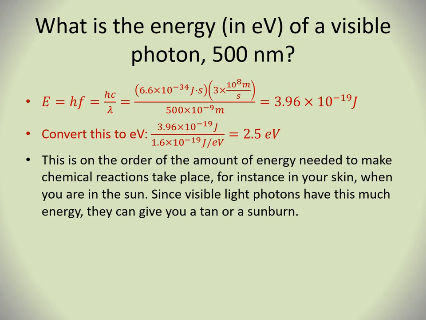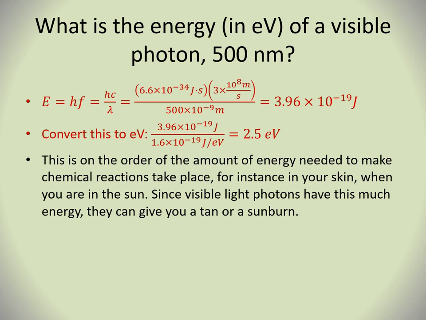That's an energy that's about right for making chemical reactions take place. Chemical reactions are a few eV in energy. And so when you go out in the sun and these photons come down and beat on your skin, they cause chemical reactions to take place in your skin. And that gives you either a tan or maybe a sunburn.